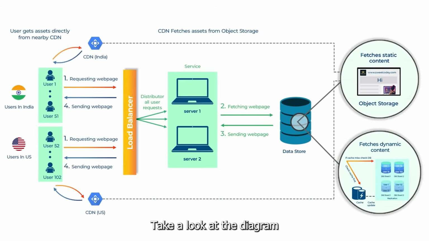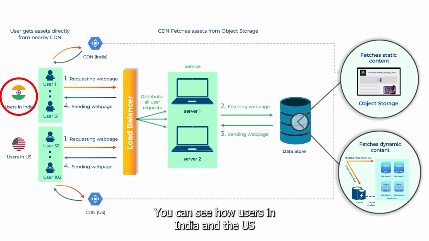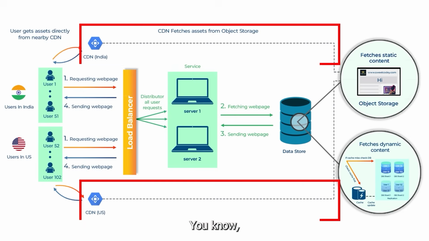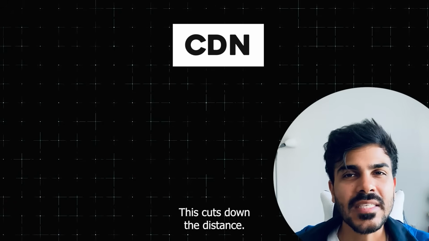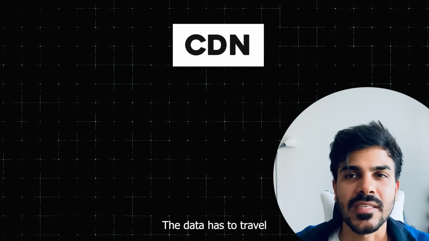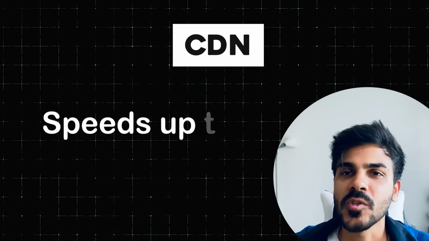Take a look at the diagram. You can see how users in India and the US get the website content from their nearest CDN servers. The users in India are getting it from the CDN in India. Similarly, the users in US are getting it from the CDN in US. This cuts down the distance the data has to travel, and therefore speeds up the whole process.